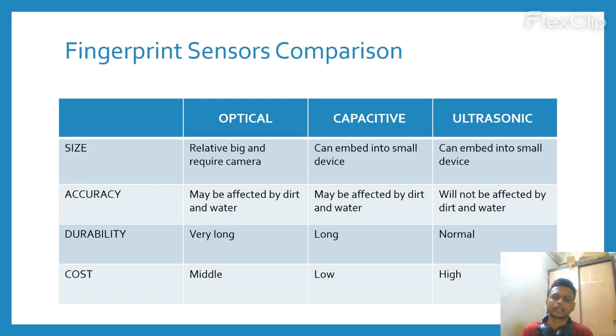But ultrasound sensors, as we have seen, work on the principle of three-dimensional modeling. Therefore, they are not affected by the presence of dirt and water between the fingerprint and the surface. Now let's discuss the durability and cost of these different sensors. Optical sensors are the most durable when compared with capacitive and ultrasound sensors, and capacitive sensors are very affordable as compared to optical and ultrasonic sensors.